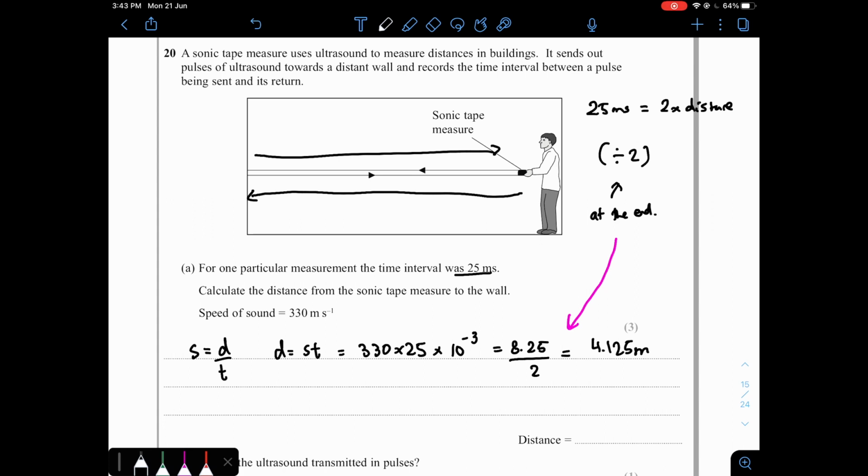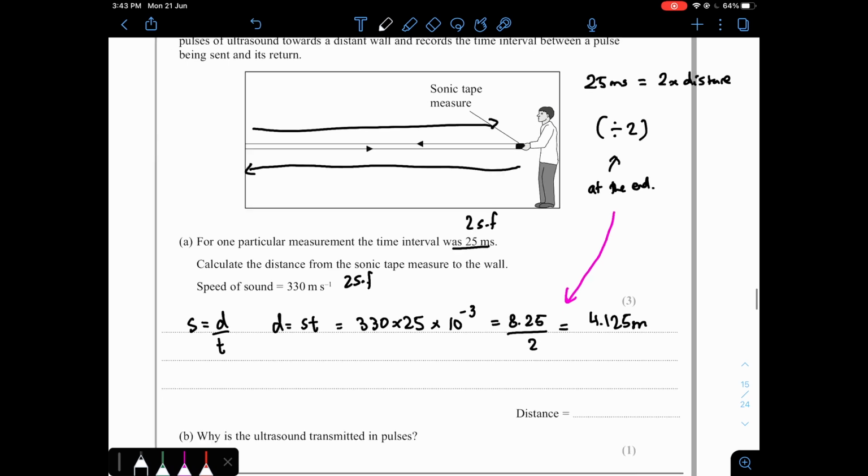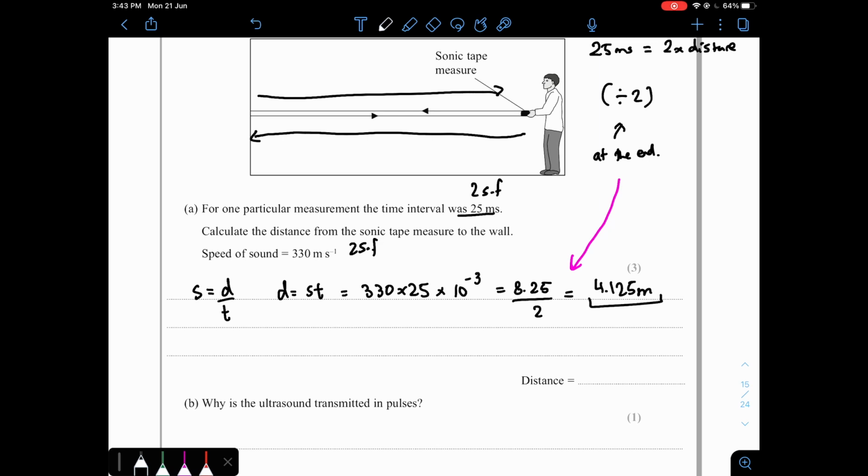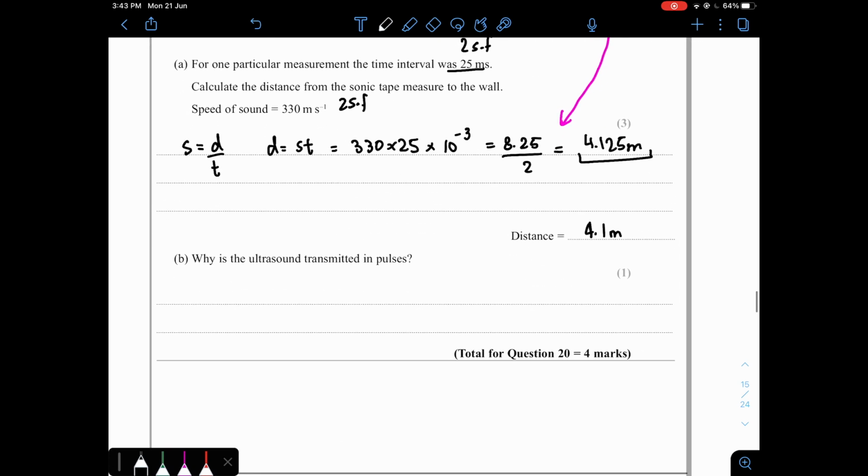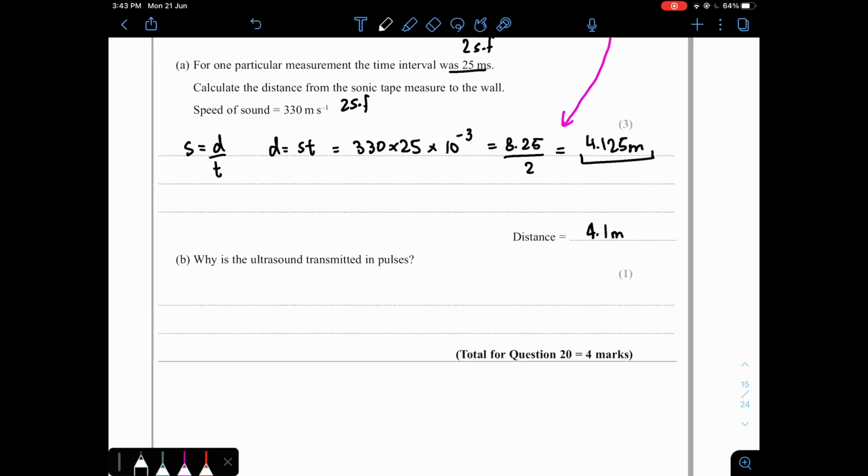Now in physics, we always need to remember to round. You can see here they're rounding to 2 significant figures. This is also 2 significant figures. So we must also round our answer to 2 significant figures. So that will be 4.1 meters. Right? Okay. Part B. Why is ultrasound transmitted in pulses?